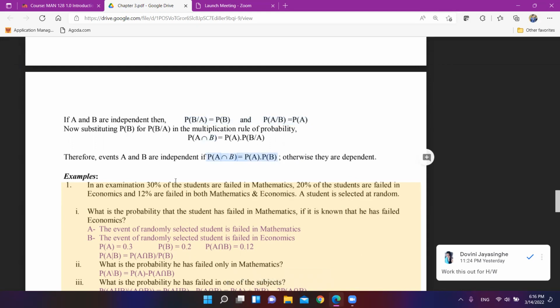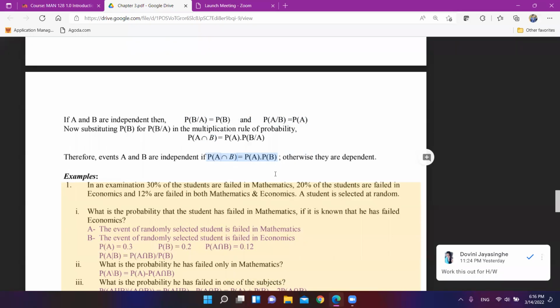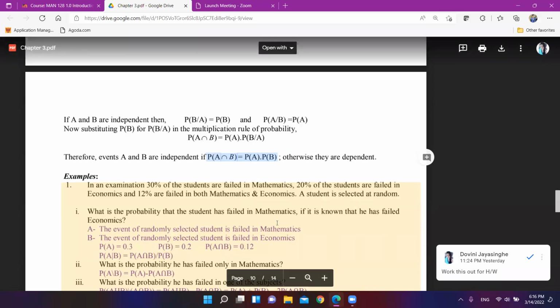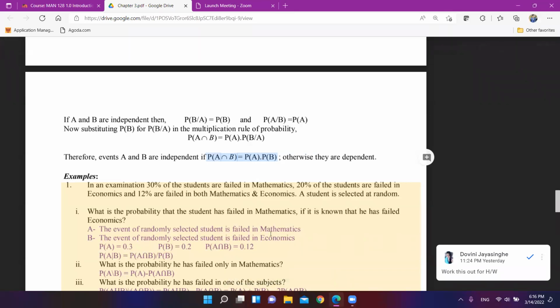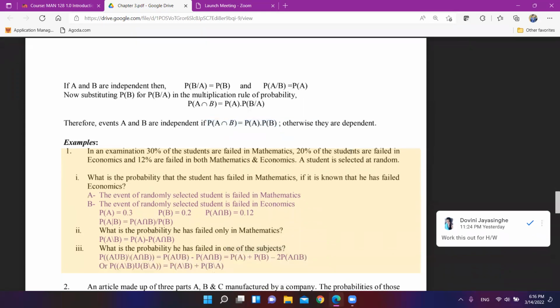So how do you check whether two events are independent? You check whether the individual probability product is equal to the probability of the intersection of the two events. Right. That is how you define that.